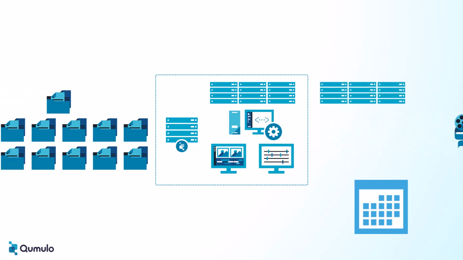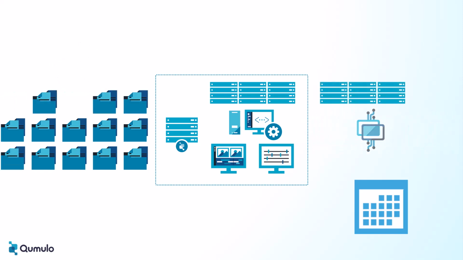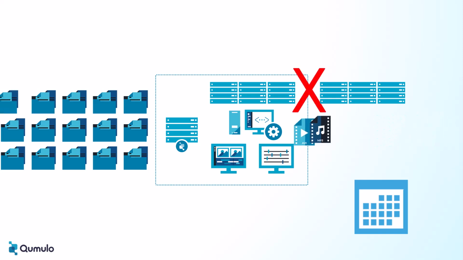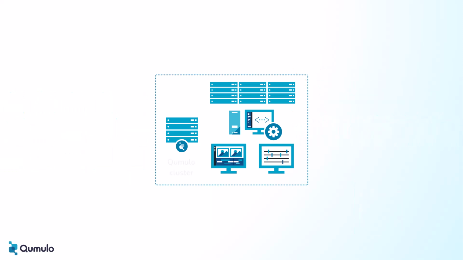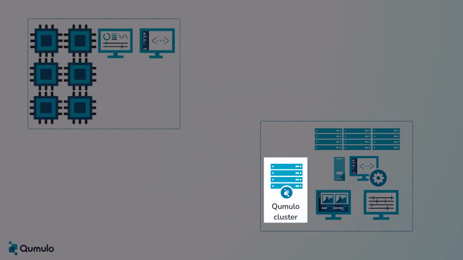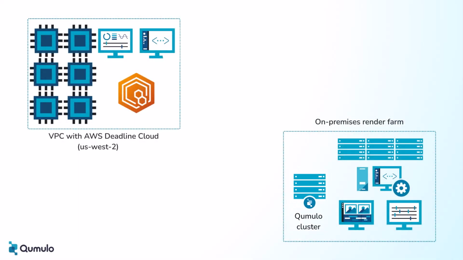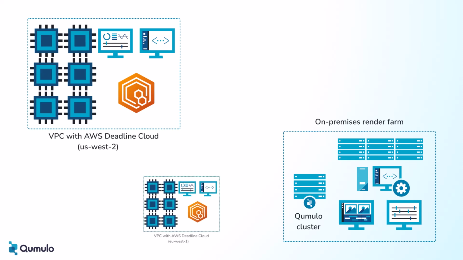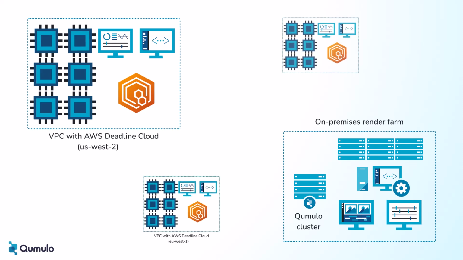You've looked into adding more render nodes to your on-prem farm, but lead times are too long, and you don't have room in your data center for more gear. What you do have is your on-premises Qumulo cluster and an AWS account. With Amazon's Deadline Render Manager, you can easily augment your fleet with EC2 spot instances across one or more regions.